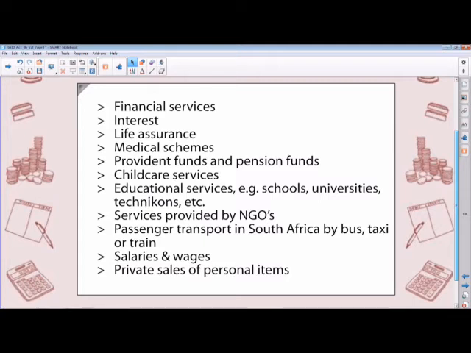Services provided by NGOs, so non-profits. Passenger transport in South Africa by bus, taxi, or train is also excluded from VAT. Your salaries and wages will be excluded from VAT. Why? Because there are other taxes like pay-as-you-earn charged on it. And then the last one, private sales of personal items. So when I sell my car to my friend, there won't be any VAT on it.